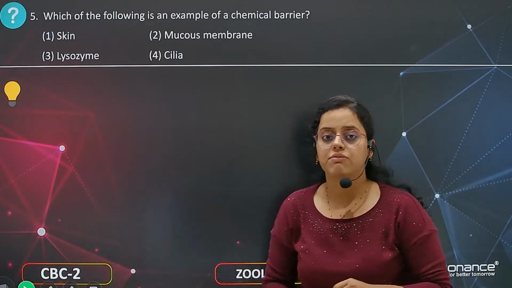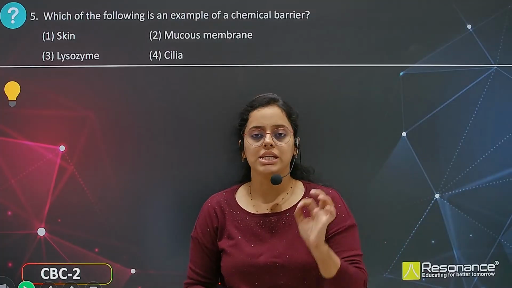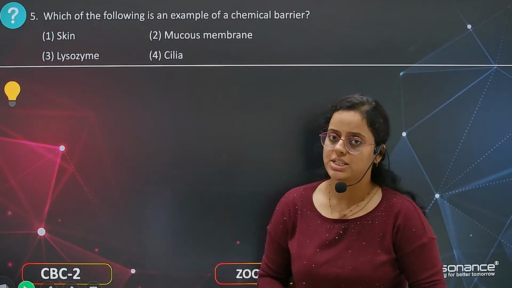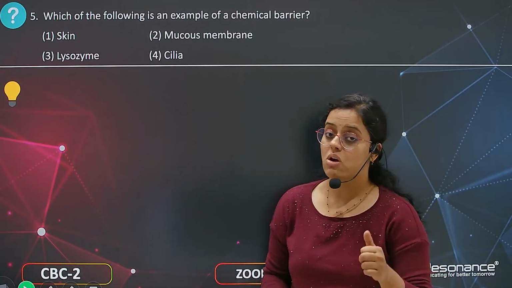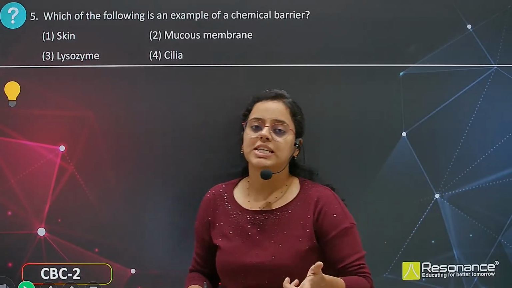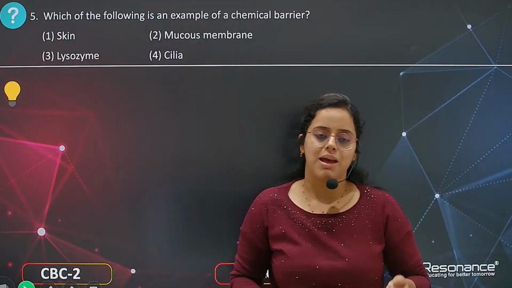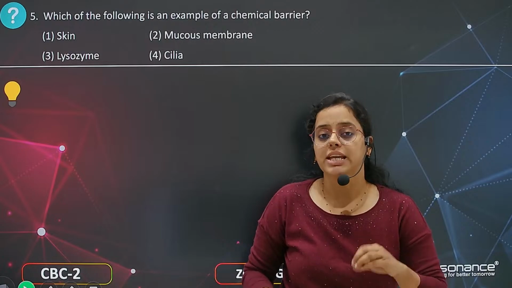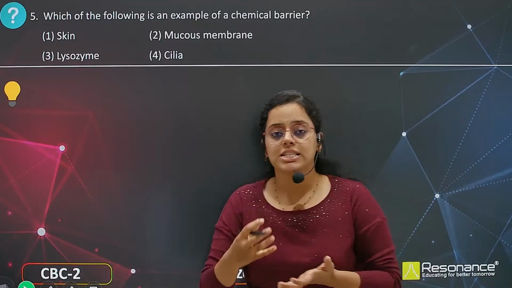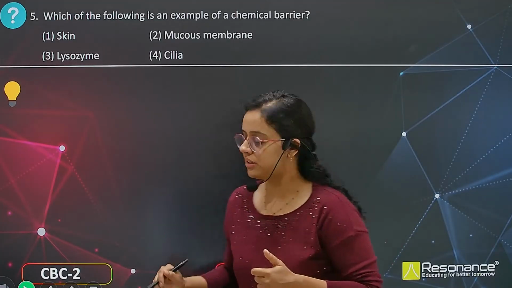Now coming to the next question. Question number 5. Which of the following is an example of chemical barriers? Chemical innate immunity. We have discussed innate immunity in our previous class, right? So here they are asking about chemical barrier, not physical barrier. Skin is a physical barrier. Mucous membrane cilia is a physical barrier. Whereas lysosome is a chemical barrier. Why? Because these cells secrete enzymes, lysozymes, hydrolytic enzymes which kill the pathogen. So this is a chemical barrier.